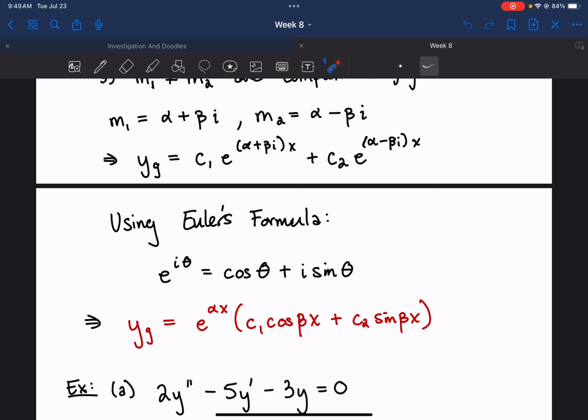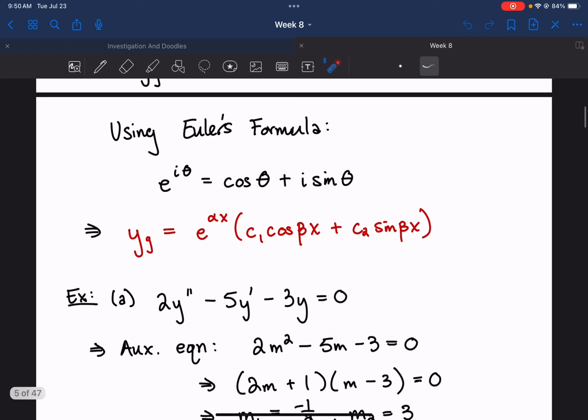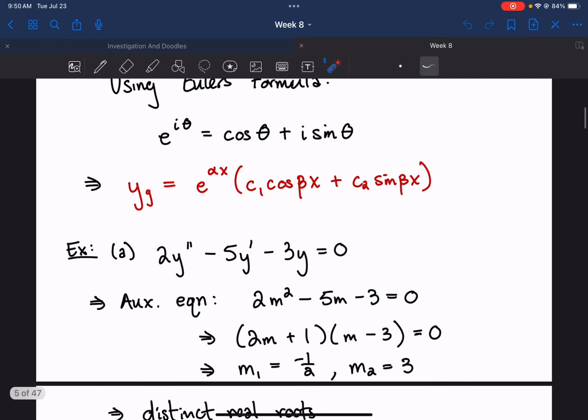Let's do an example. Here's one: 2y double prime minus 5y prime minus 3y equals 0. Pass to the auxiliary equation, right? This is the first step every time. Whenever you see a linear equation with constant coefficients that's homogeneous, and honestly even in the non-homogeneous case, the first step is to pass to the auxiliary equation.